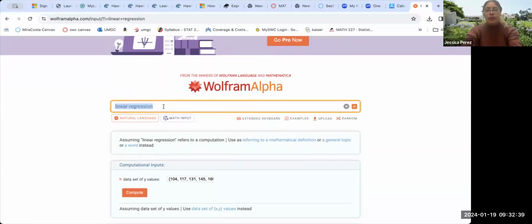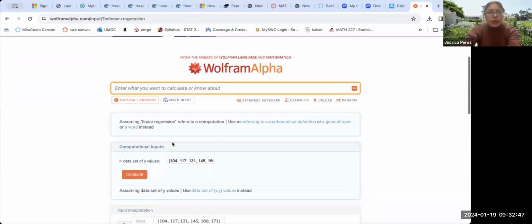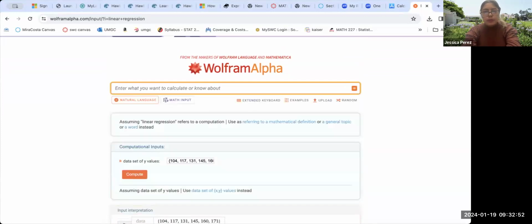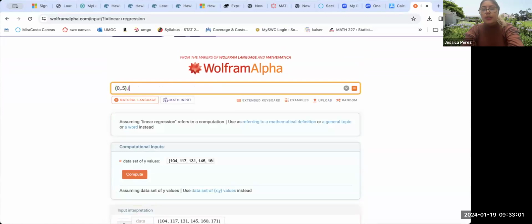I want a linear regression, so I'm going to input the points. I'm going to use my parentheses: 0, comma, 0.5. The reason I'm doing it like this right now is because my calculator is acting funky. But I recommend you always go to your TI-84, and I'll be submitting videos for you to do that. But I do want to walk you through this resource.